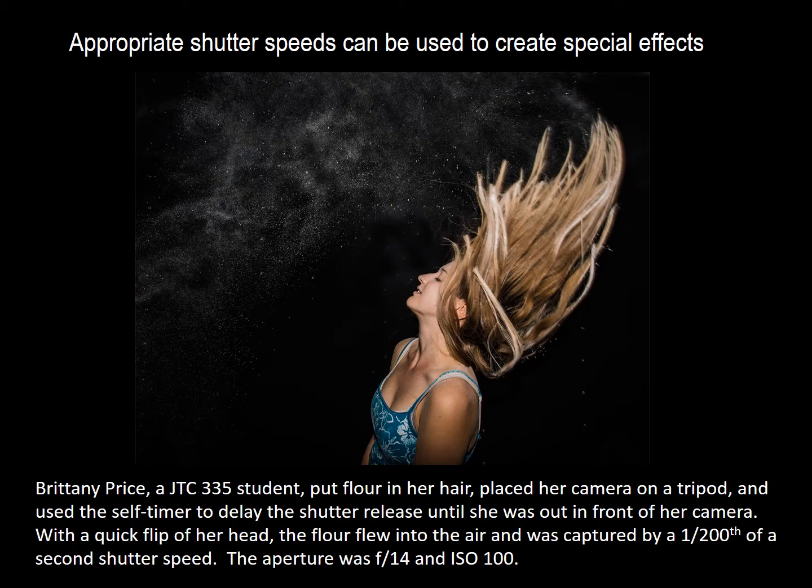For her shutter speed assignment, Brittany put some household baking flour in her hair, placed her camera on a tripod, and used the self-timer to delay the shutter release until she could position herself in front of her camera. Then, with a quick flip of her head, the flour flew into the air, creating a galaxy-like effect. By experimenting and repeating the head flip, Brittany eventually found that a moderate shutter speed of 1/200th of a second worked best for her photo.